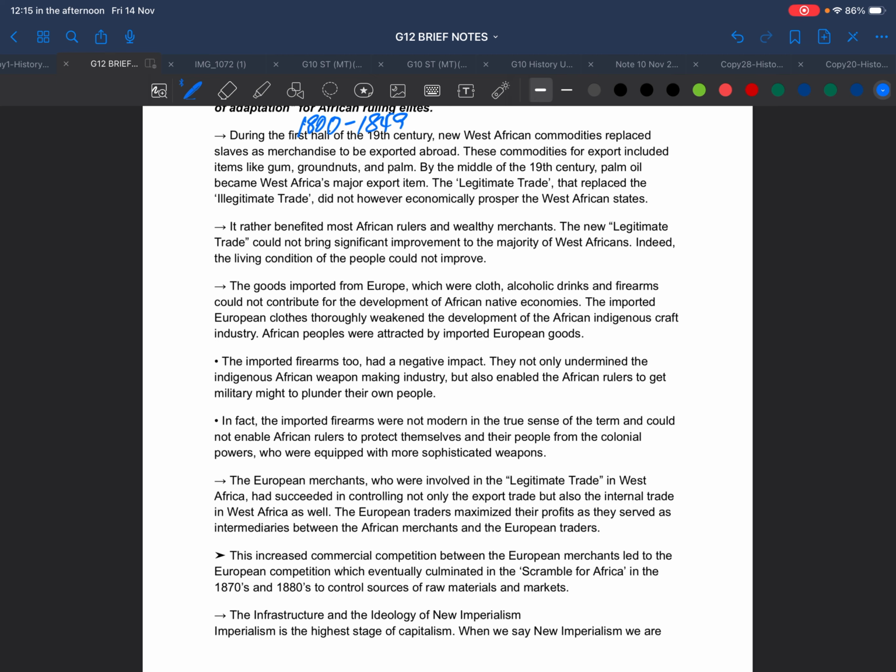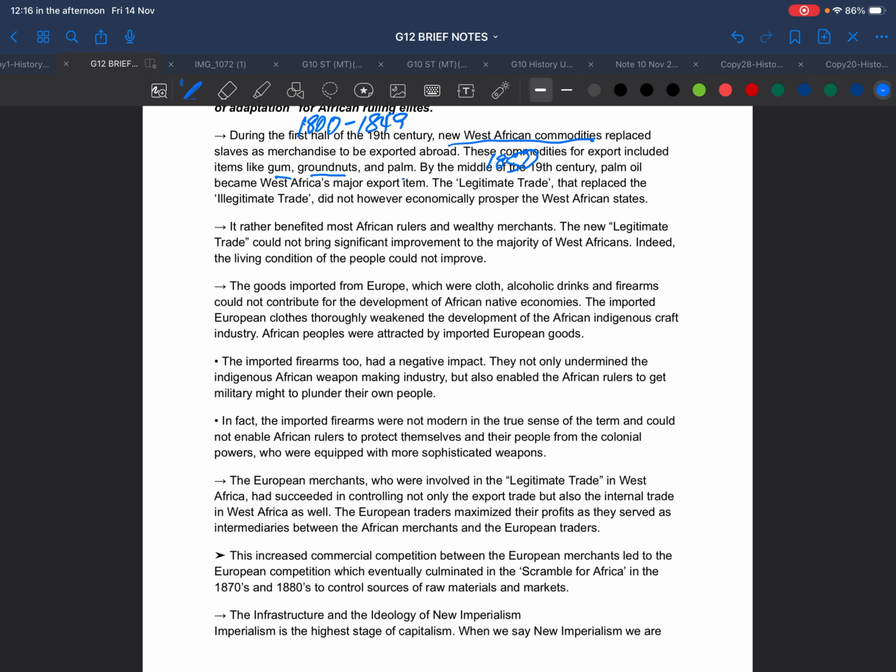New West African commodities replaced the slaves as merchandise to be exported abroad. Instead of transporting African slaves, new West African commodities were transported abroad. These commodities for export included items like gum, groundnuts, and palm. By the middle of the 19th century, which means 1850, palm oil became West Africa's major export item.